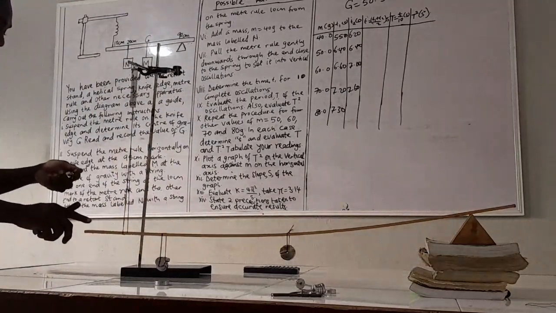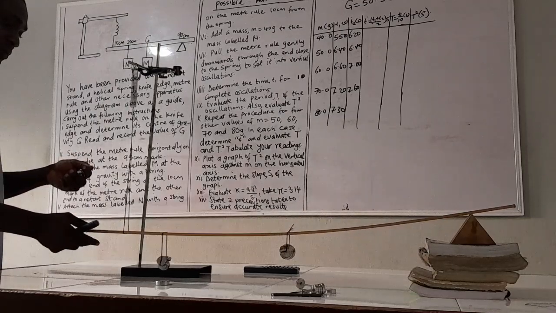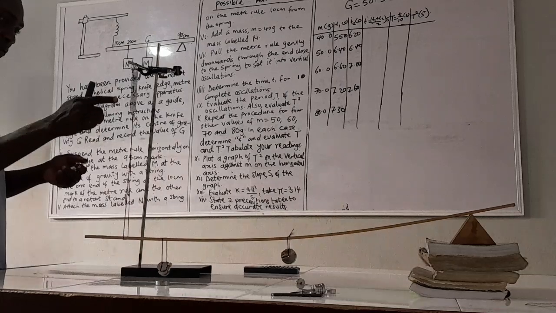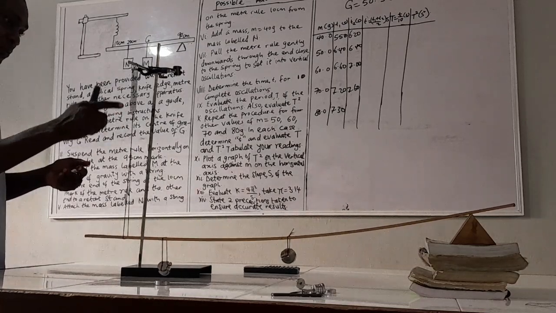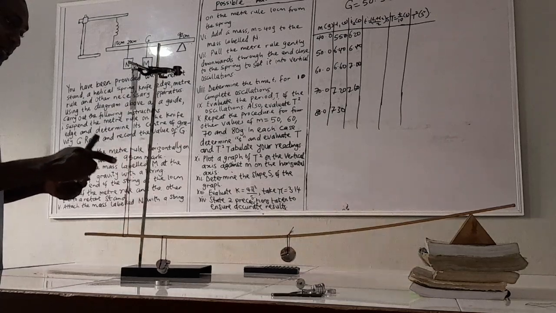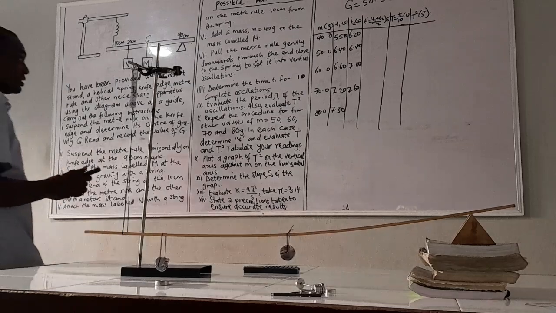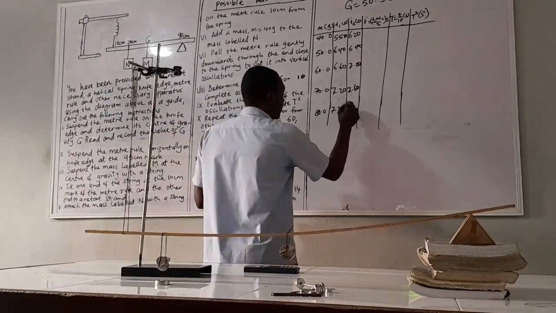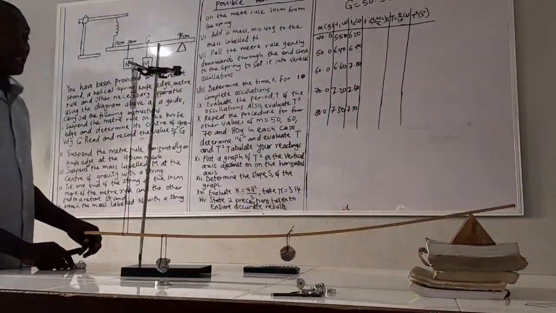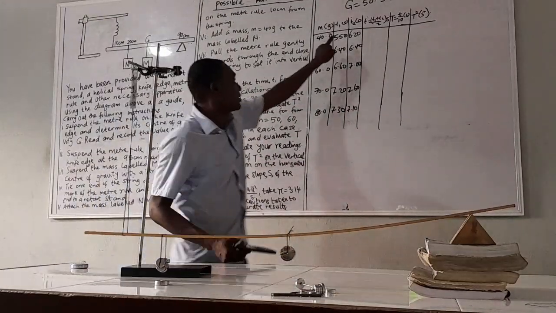Let me take this again. 1, 2, 3, 4, 5, 6, 7, 8, 9, 10. I have exactly 7.10. So that is the readings. So let's take the averages. We'll just add this and this together and divide by 2.